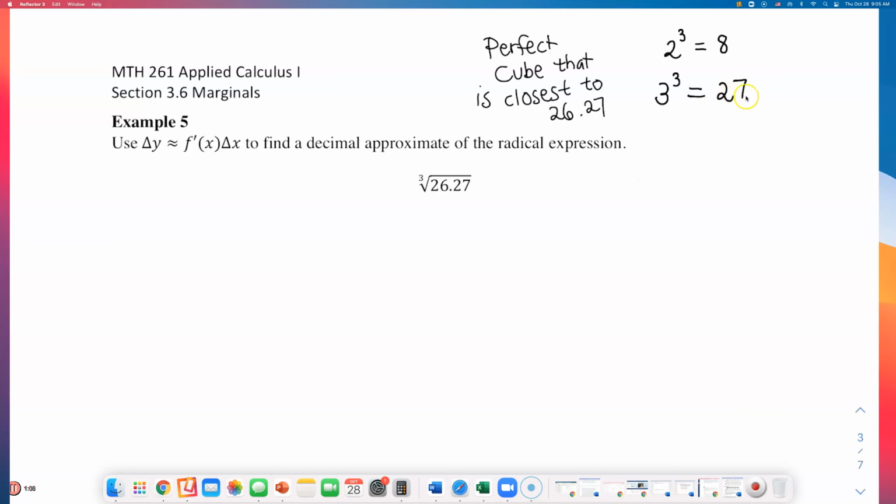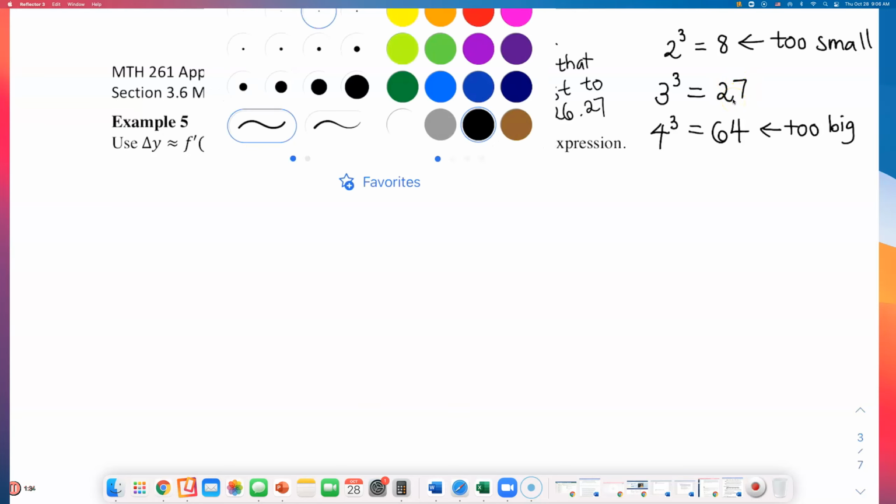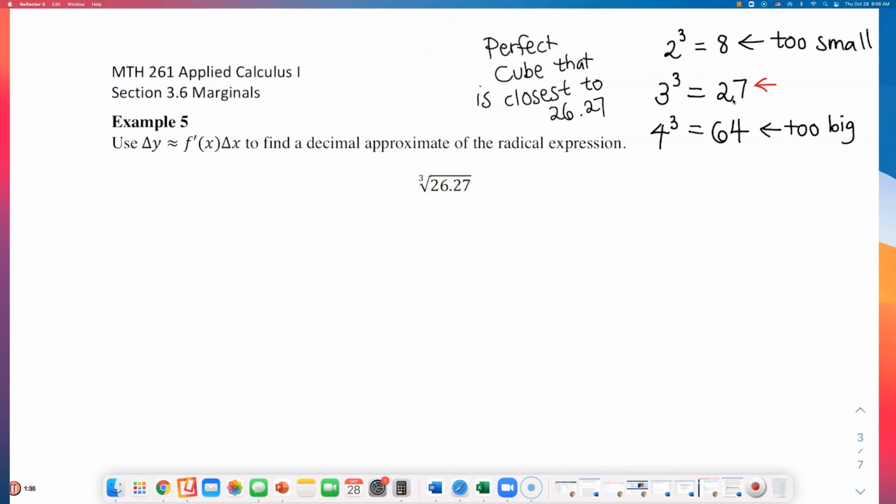Look, 27, 3 cubed. 27 is so close to 26.27, don't you think? Because the next perfect cube is 64, and this is way too big. And 8 was too small. So 27 seems just right for us to go with. So I will let x be 27. This is it.